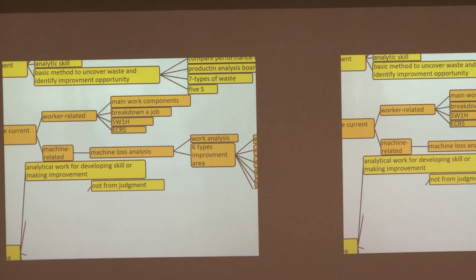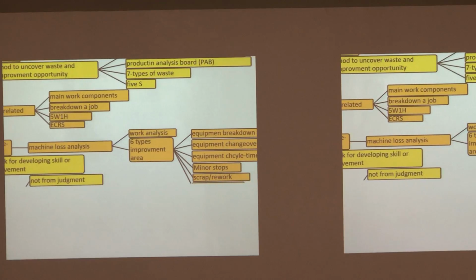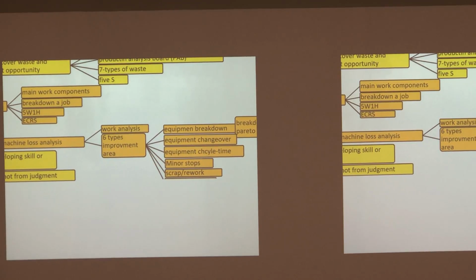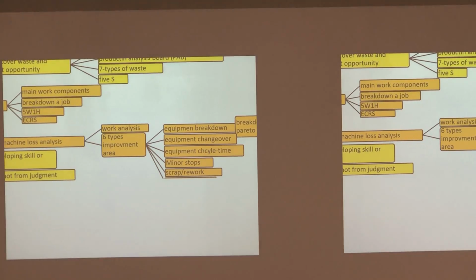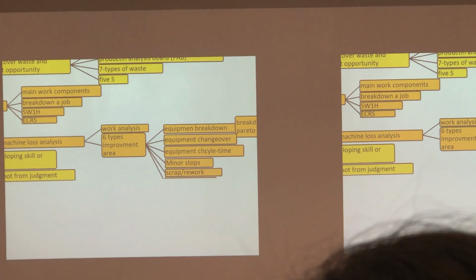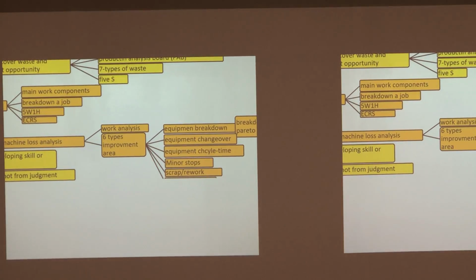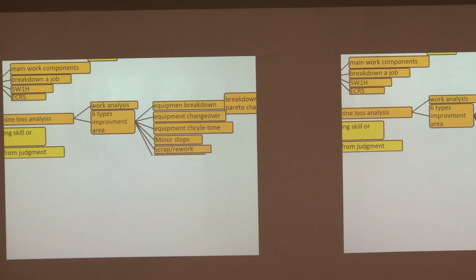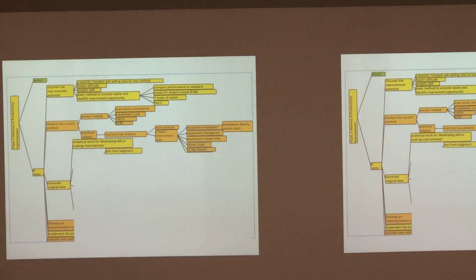Then after that is the machine related. Machine related, the main concern is machine loss analysis. And under this, machine loss analysis is the 7 types of waste. That's why I mentioned many times, initially in the concept, in the strategy, we repeat 2 times for the 7 types of waste. In here, the 6th step, the applicable Kaizen step, we also mention again the 7 types of waste. Now we use this to find out which part to analyze the current method. Okay, so the equipment breakdown, equipment changeover, equipment cycle time, minor stop and scratch, rework and overproduction. Okay.